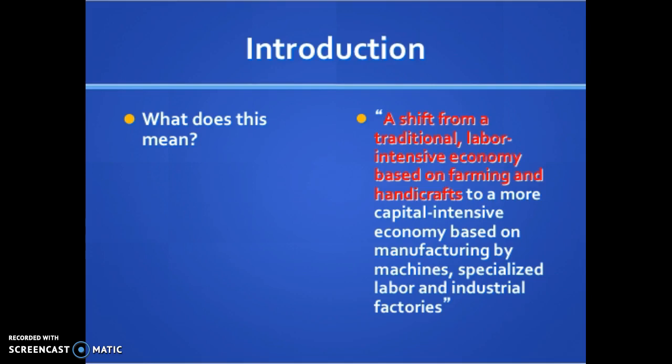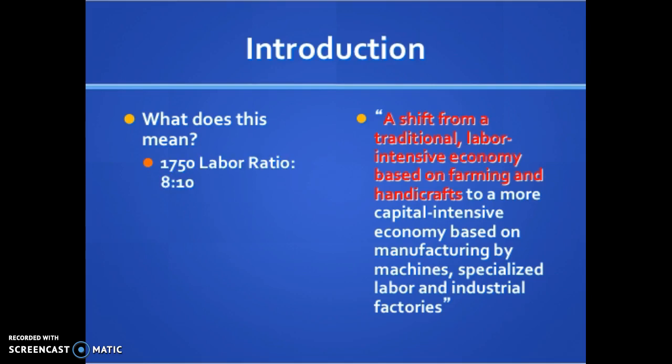Well, let's break it down just a little bit. Let's start with the first part of this definition. A shift from a traditional, labor-intensive economy based on farming and handicrafts. What I want to highlight is labor-intensive. Before the Industrial Revolution, most work was done by hand. It was done by human beings with the help of animals. It was highly labor-intensive, and it also was not very efficient.